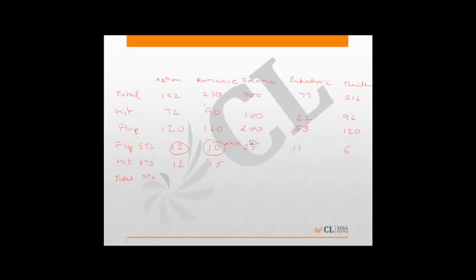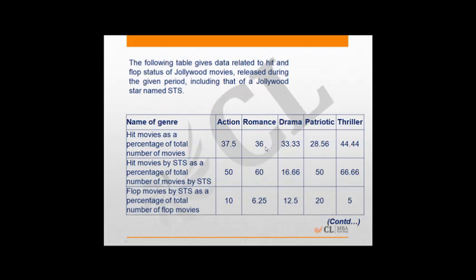Next, 16.66% in drama. This 25, he had 16.66% hit movies in the drama genre. That means 83.33% should be his flop movies. That means this figure should give me 83.33%. That means 16.66% should be 5. 83.33% is 5 by 6. So he should have 1 by 6 as his hit movies.